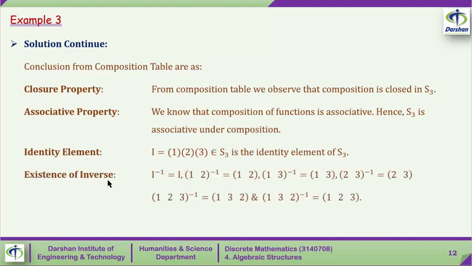Now the existence of inverse. We get I inverse is I, (1 2) inverse is (1 2), (1 3) inverse is (1 3), (2 3) inverse is (2 3). So these four elements are self-invertible elements. Now (1 2 3) inverse is (1 3 2) and (1 3 2) inverse is (1 2 3).